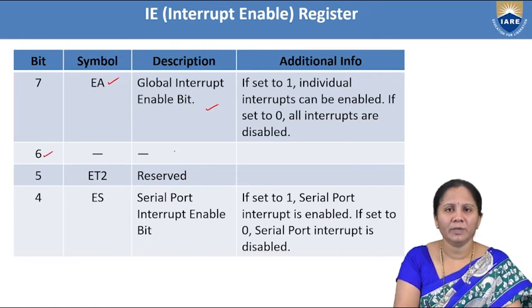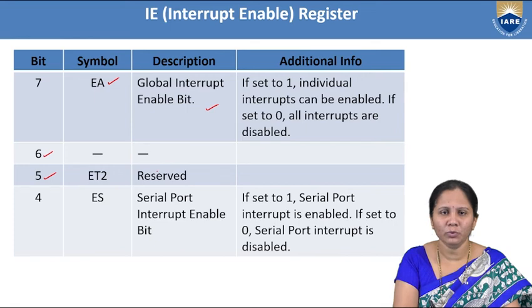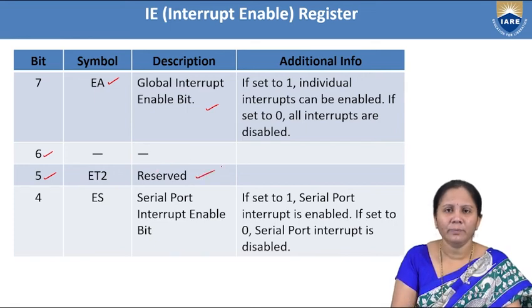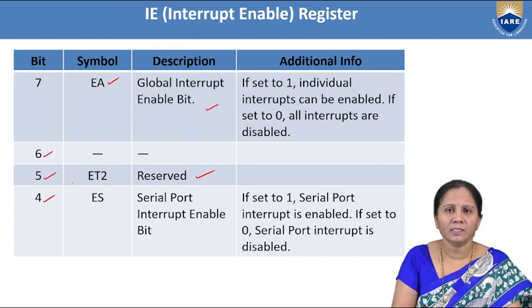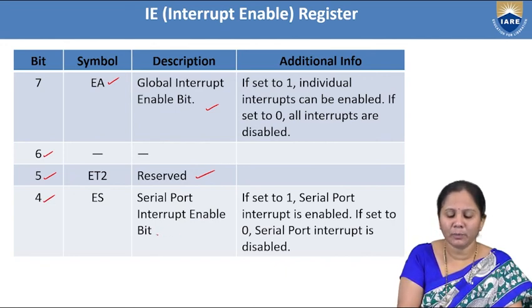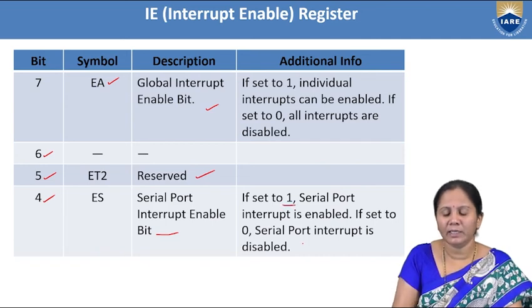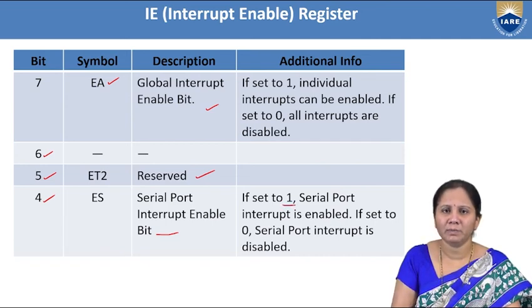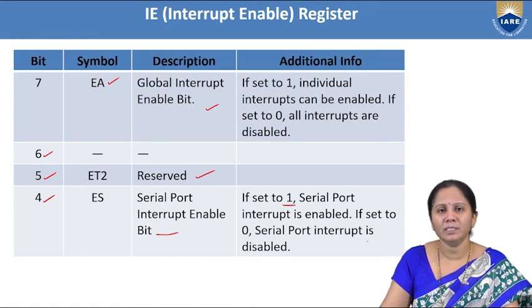Next is the 6th bit, which is not defined. Coming to the 5th bit, it is ET2, which is a reserved bit. And the 4th bit is ES, which indicates the serial port interrupt enable bit. If this ES bit is set, it indicates the serial port interrupt is enabled. If it is cleared, it represents the serial port interrupt is disabled.